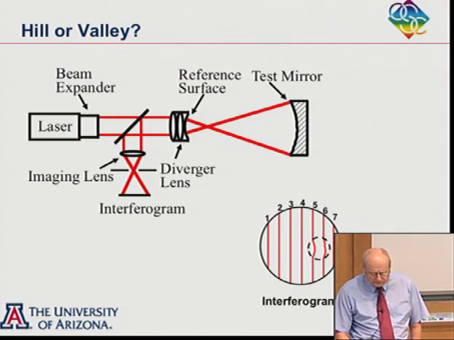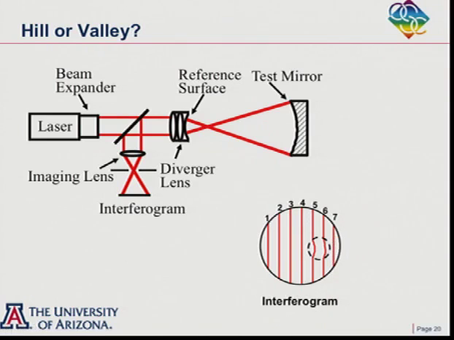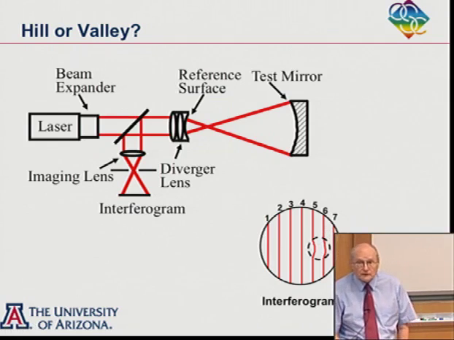So we're getting this interferogram here. And the fringes are basically straight. But there's a region here where there's a little bend in the fringes. And the question is, does that correspond to a high spot, a hill on here, or is it a low spot, a valley? And just by looking at this interferogram, there's no way we can tell, because we don't know the sign of the wedge or the tilt in the system.